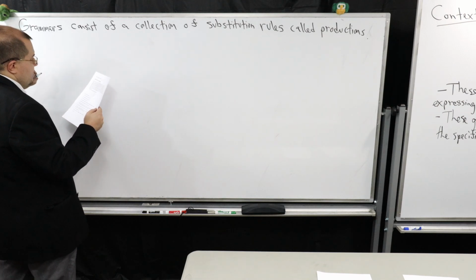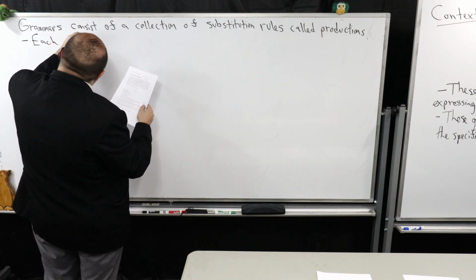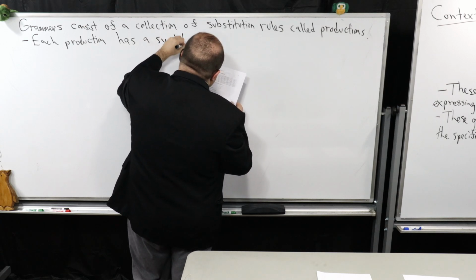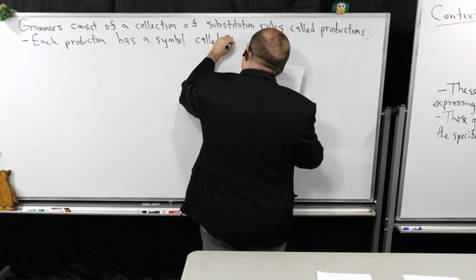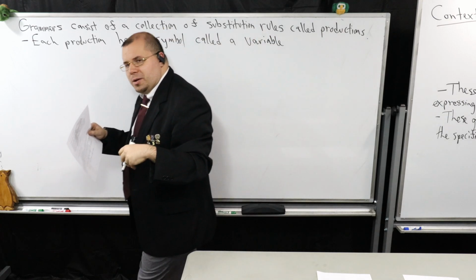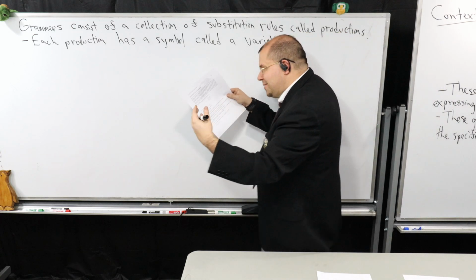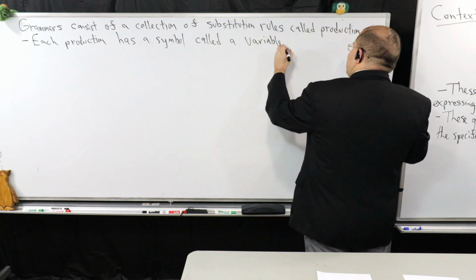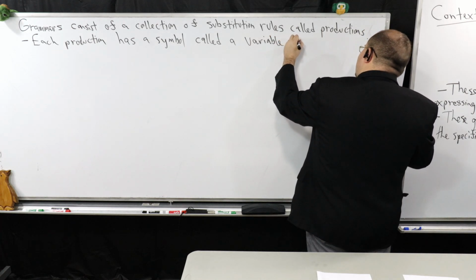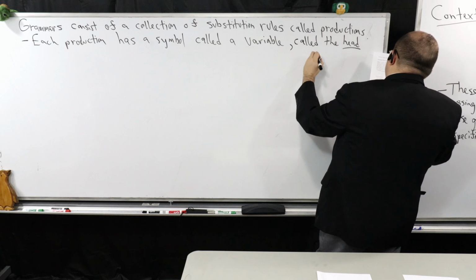The first thing is that there's going to be a variable. Each production has a symbol called a variable. Sometimes these are called non-terminals, so if you ever hear me say the word non-terminal, I mean variable. These play the role of representing a language within the expressiveness of the context-free grammars. They are often written with capital letters, and in the context of a production, it is often called the head of the production.